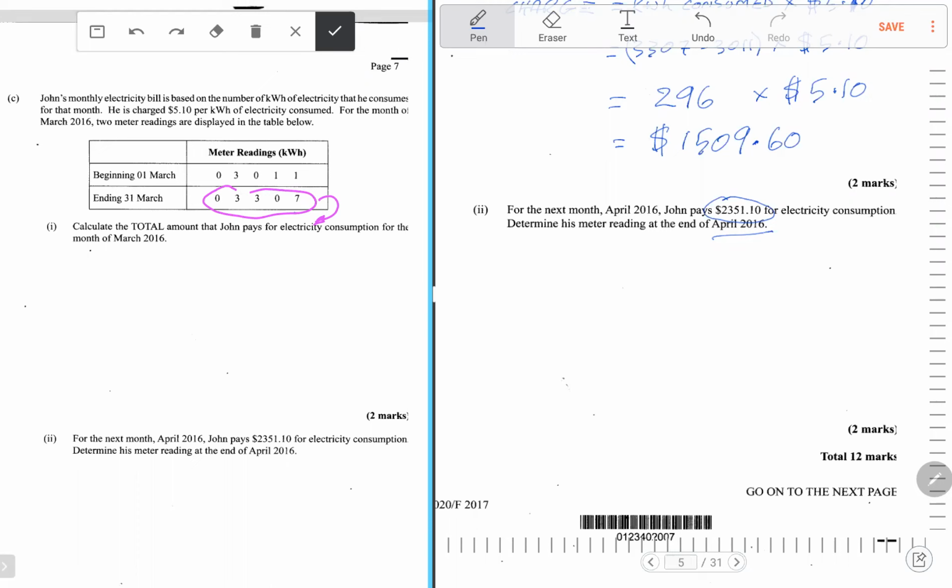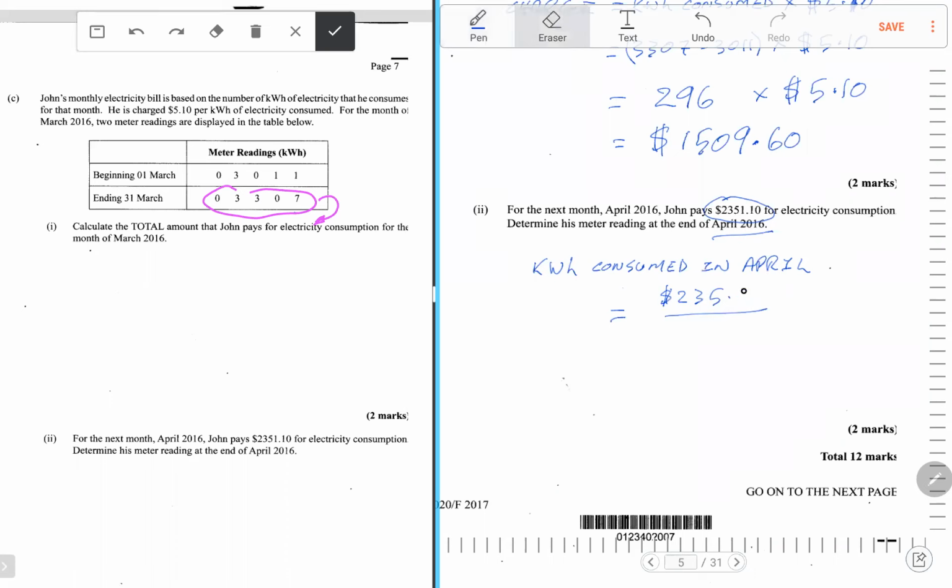All right. So we want to work out the kilowatt hours used. All right. So the kilowatt hours used, or consumed, in April will be equal to the total that he paid, which is 2351.10, divided by the rate.